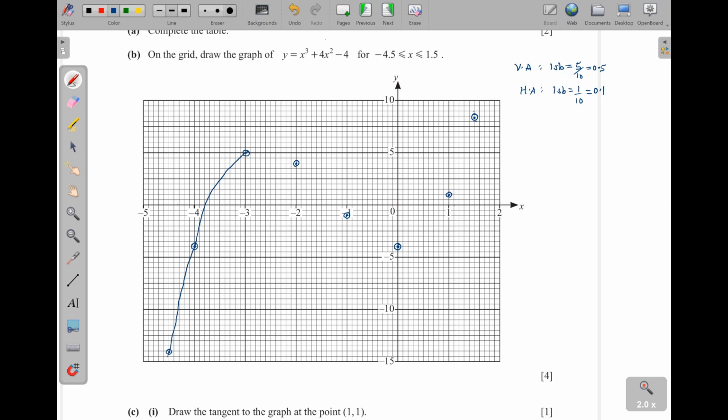Then we begin from this other side up, join this one here to this one down here, then let it pass through here, then it goes, then like that. So that is going to be our graph. Just try to be as smooth as you can.